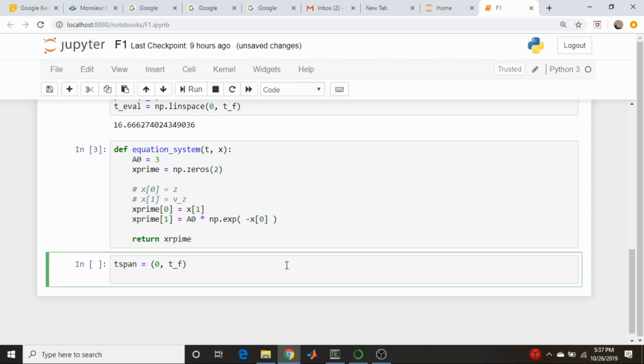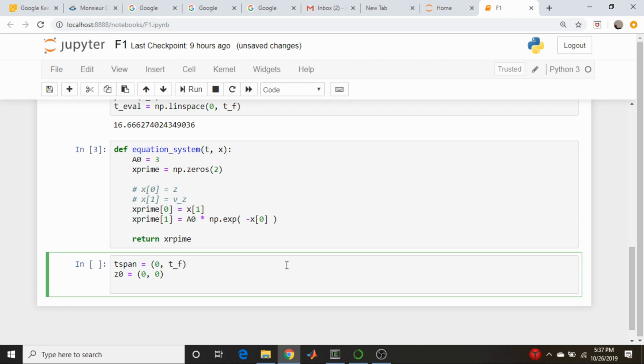And we're also going to need the initial conditions. I'm going to call that z0. Remember, we're defining the first component as the position in the z direction, so that's going to be 0. And the velocity is going to be the second component, which initially is also 0. And now we're ready to actually calculate it.